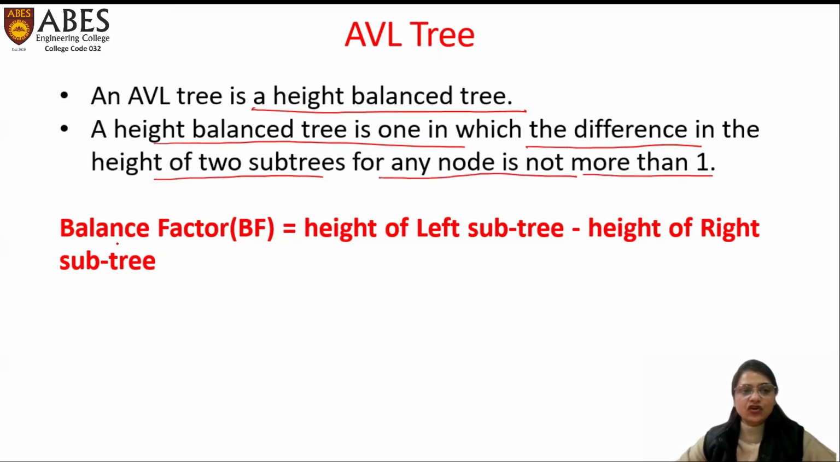It means that if I want to calculate the balance factor of each node, it will be given by the height of the left subtree minus the height of the right subtree. What do we mean by this? Let us understand through an example. Let us consider this binary tree.